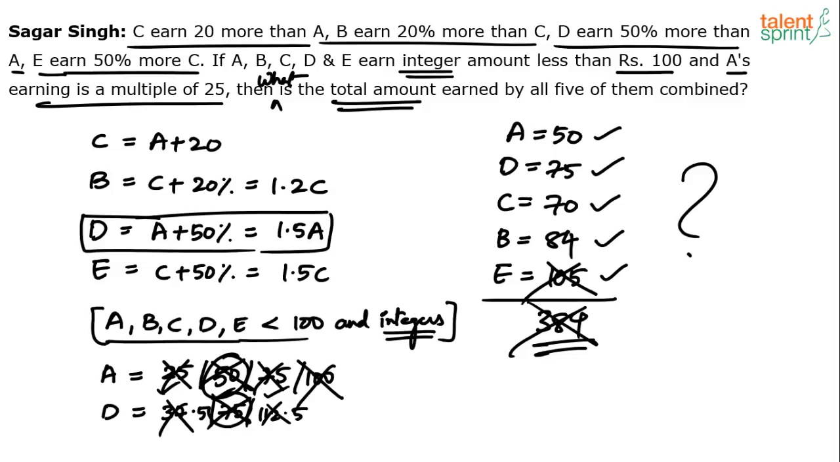A can't be 75 because if A is 75, D becomes 112.5, and that 112.5 is not an integer. We have eliminated A as 100 because we want A to be less than 100, right? All of them earn less than rupees 100. So 100 is eliminated. We chose A equals 50, and by doing all that, E comes out to be 105, which also is incorrect because E has to be less than 100, right? So I think there is no possible answer here. It does not satisfy.